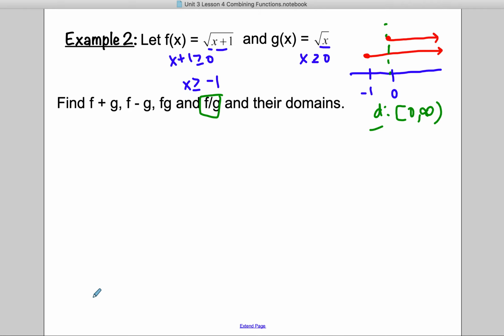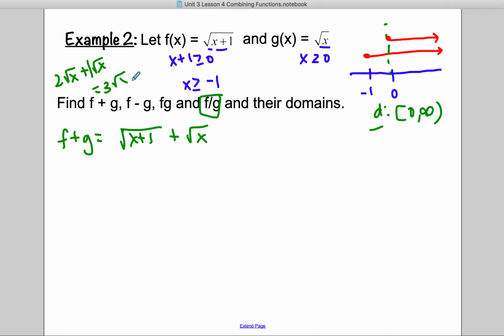All right, so here we got f plus g. Square root of x plus 1 plus square root of x. These are not like terms. If I had 2 square root of x plus square root of x, I could combine those to be 3 square root of x. However, they are not exactly the same, so I can't combine them any further. So there's my f plus g. And the domain will be 0 to infinity.